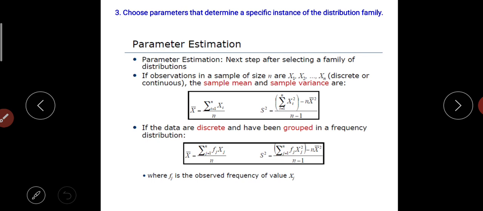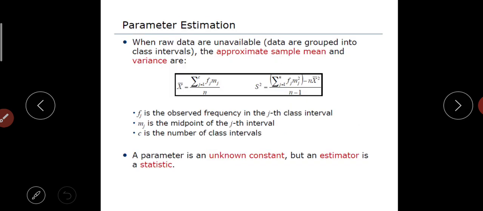The third step is, once a particular family of the distribution has been selected, to choose a parameter that determines a specific instance of the distribution family. Here there are three different equations given.